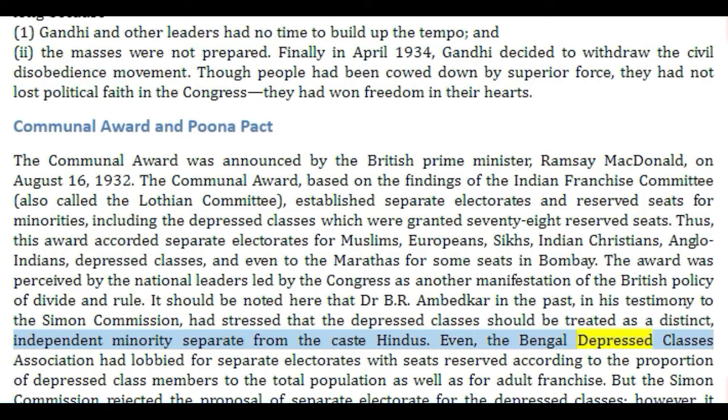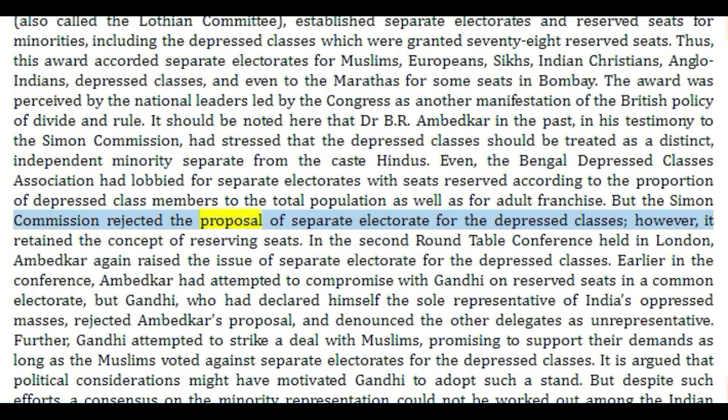Even the Bengal Depressed Classes Association had lobbied for separate electorates with seats reserved according to the proportion of depressed class members to the total population, as well as for adult franchise. But the Simon Commission rejected the proposal of separate electorate for the depressed classes. However, it retained the concept of reserving seats.